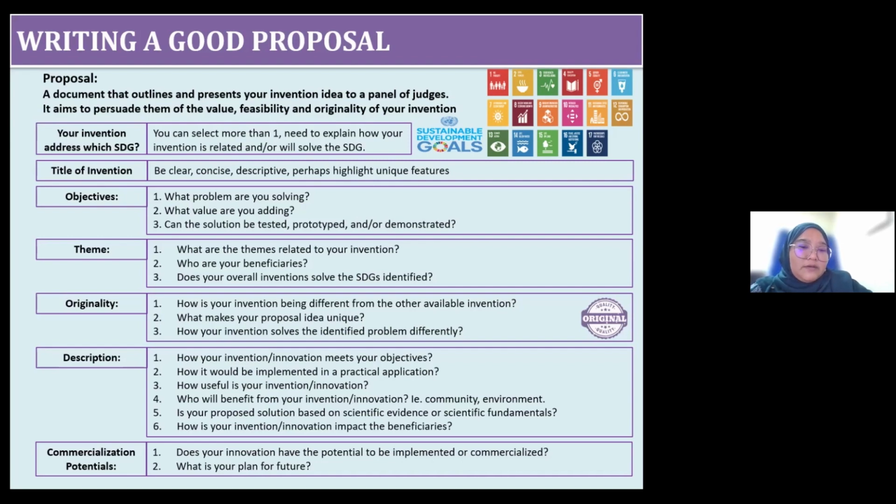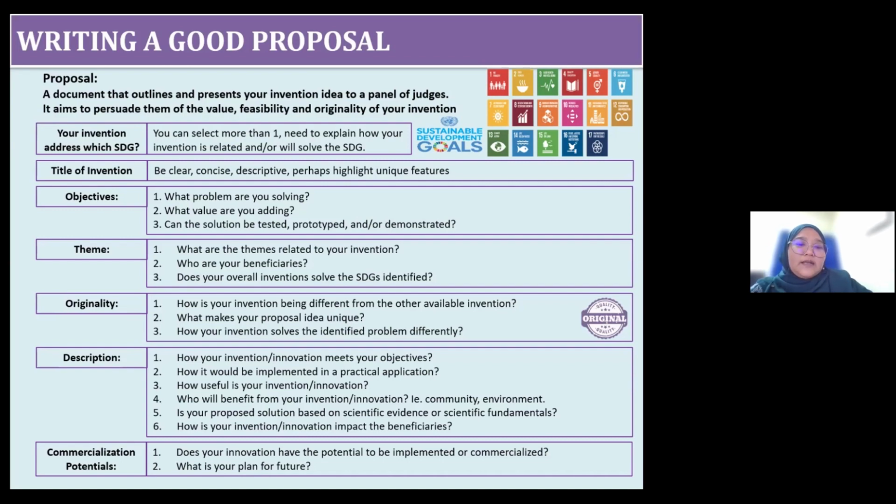Lastly, in the theme as well, you have to spell out whether your overall invention is going to solve those SDGs that have been identified. Does it match the SDGs that you identified earlier, or is your invention corresponding with the SDGs that you identified?